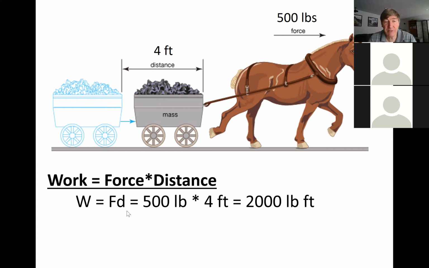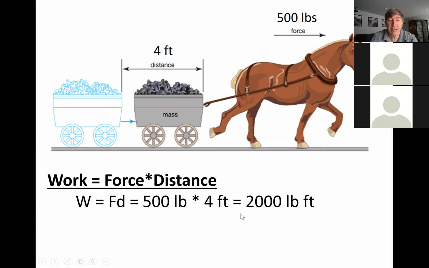Well, force times distance, 500 times 4 is 2,000. And the units work out to be pound feet, or if you wanted, you could also say foot pounds. Those are interchanged. And again, you're going to say, hey, wait a minute, foot pounds was the definition of torque, or at least that was the units we use for torque. What gives? Okay. And I agree that this is potentially confusing.